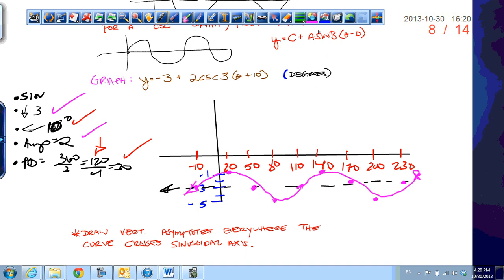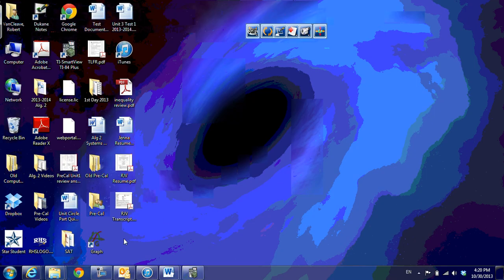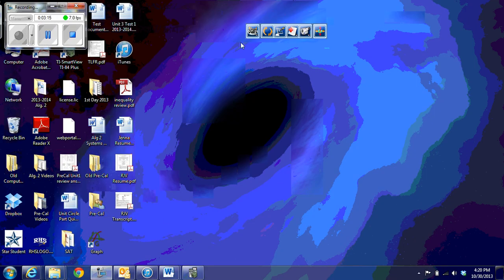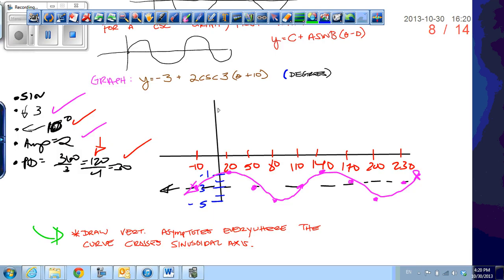Next thing is this starred thing. We're going to draw vertical asymptotes every time the curve crosses the sinusoidal axis. So now we're going to do those asymptotes wherever they cross. The first thing, it crosses here, so I got a vertical asymptote there, a vertical asymptote at 50, and another vertical asymptote at 110.